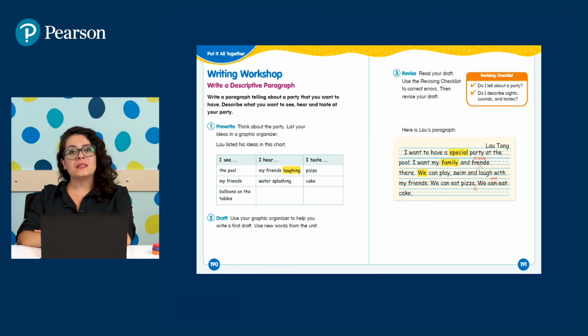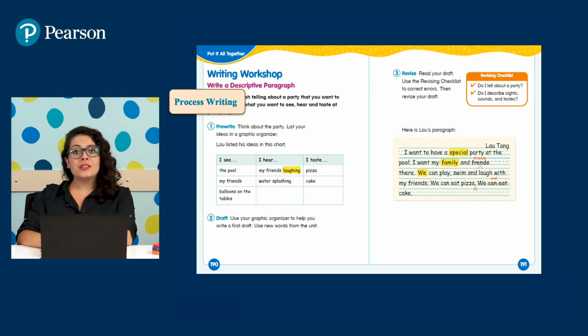The writing workshop is built around process writing steps and practices written production in different genres, from writing a descriptive paragraph to a poem. Writing tasks are initially introduced with a writing prompt or a model text. Then the first step of process writing is introduced, which is pre-write.